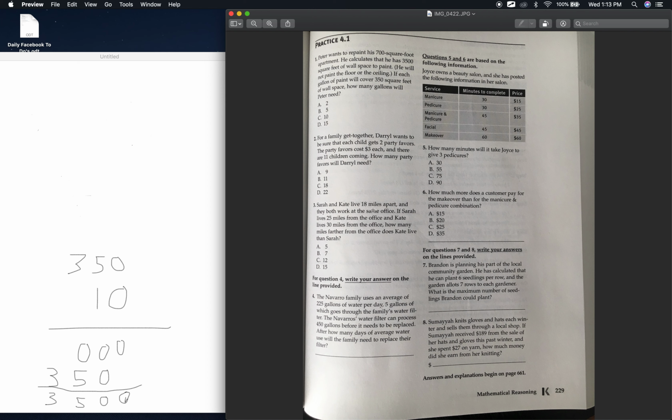So Sarah and Kate live 18 miles apart, and they both work at the same office. If Sarah lives 25 miles from the office and Kate lives 30 miles from the office, how many miles farther from the office does Kate live than Sarah?